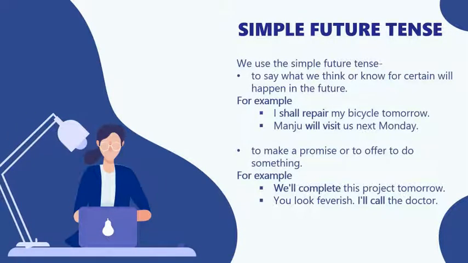Simple future tense. We use the simple future tense to say what we think or know for certain will happen in the future. For example, I shall repair my bicycle tomorrow. Next example, Manju will visit us next Monday. We use simple future tense to make a promise or to offer to do something. Example, we'll complete this project tomorrow. You look feverish. I'll call the doctor.